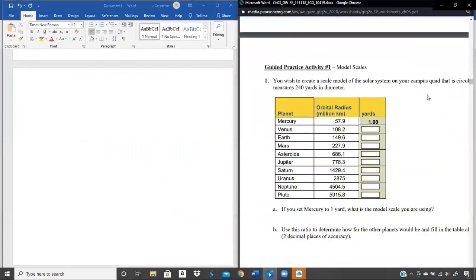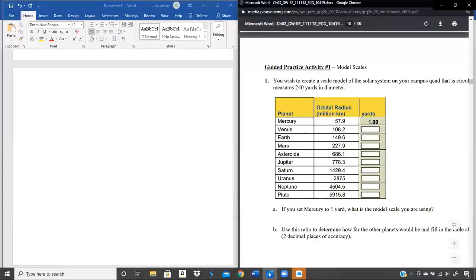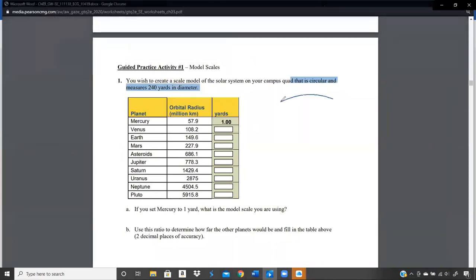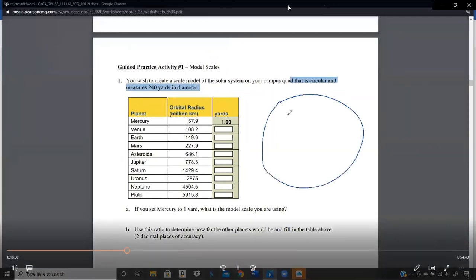You wish to create a scale model of the solar system. Let's maximize it for now. On your campus quad, when you're allowed to go. Well, you can still go there. You just don't go in the buildings that much. You can still go in there, I guess. That is circular and measures 240 yards in diameter. So what they're saying here is you've got a quad that is circular. It's not too often that quads are circular, but that's okay.